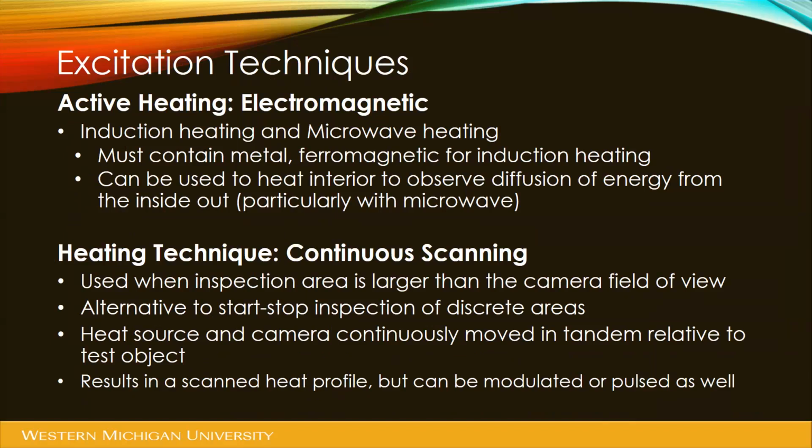Continuous scanning is used when the inspection area is larger than the field of view. You can imagine you have a heat lamp or a heat gun, and you have your camera. If you have the side of an airplane, you go down the side of the airplane, especially with a video camera, and you just kind of go along like this. You can scan a large area that way, as an alternative to the start-stop you get with discrete areas. They're moved in tandem relative to each other.